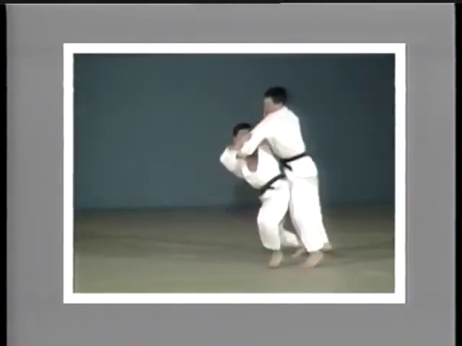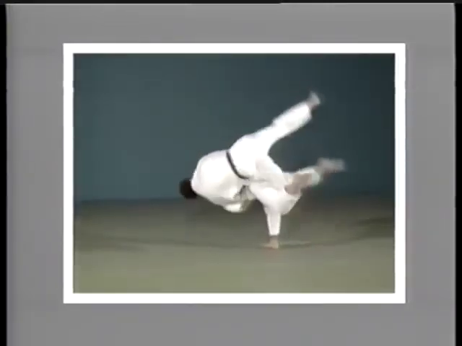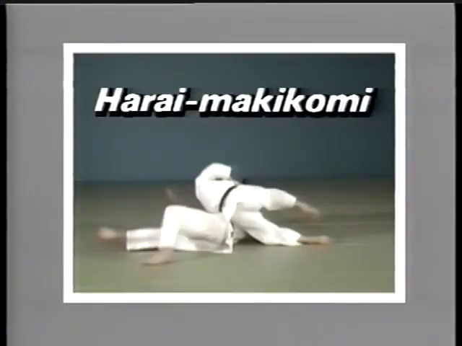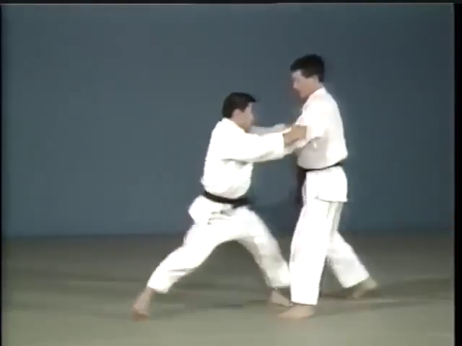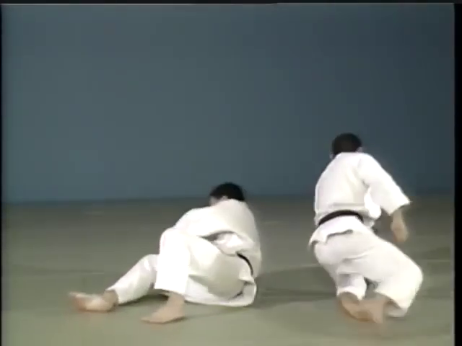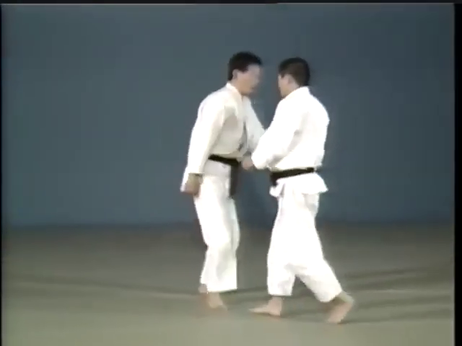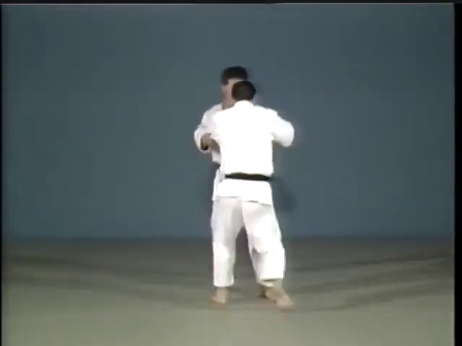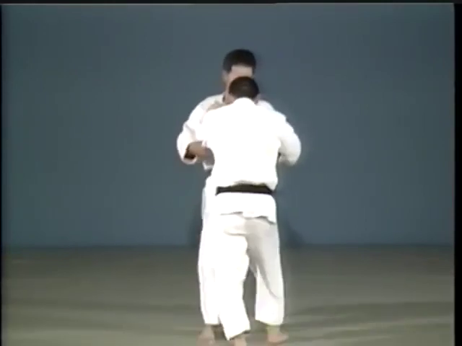Harai makikomi. In harai makikomi, you lift your opponent up using harai goshi, then throw, wrapping him around you. There are two ways to throw.